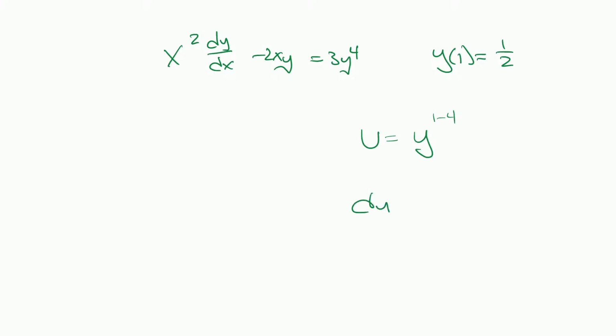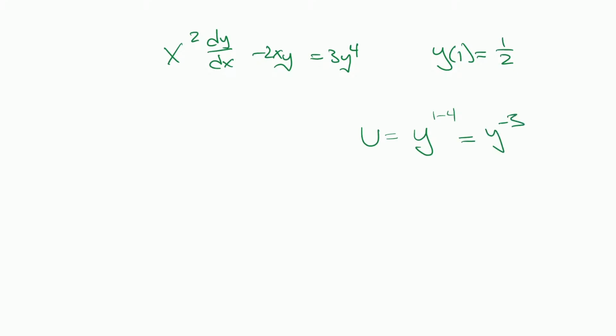So du, sorry, I need to do it this way. So there's y. This is going to be y to the negative third. So dy, du. How am I supposed to do this? du is equal to negative 3y to the negative 4 dy. I feel like this isn't the way that we did it.